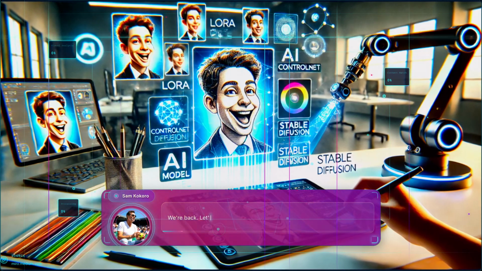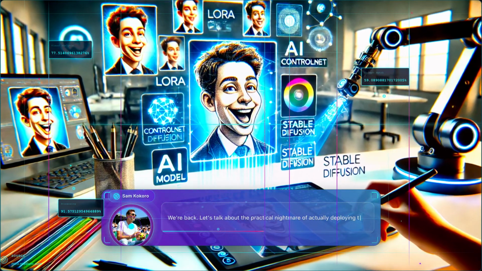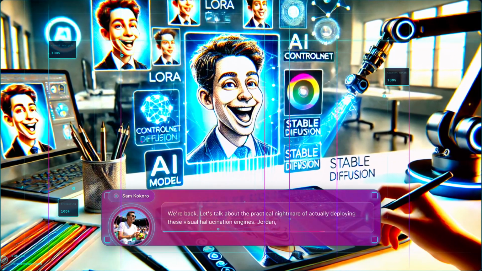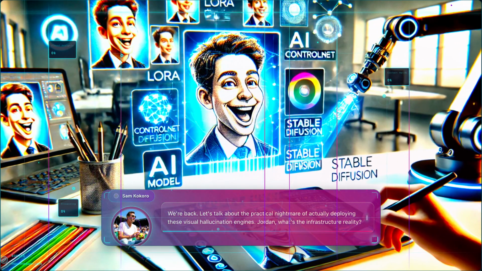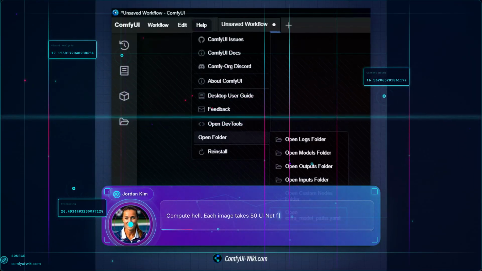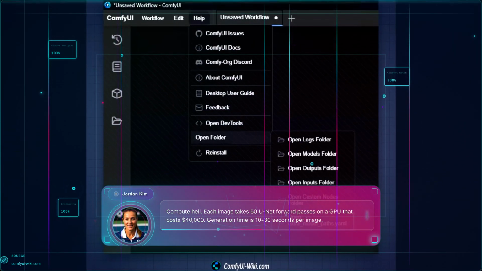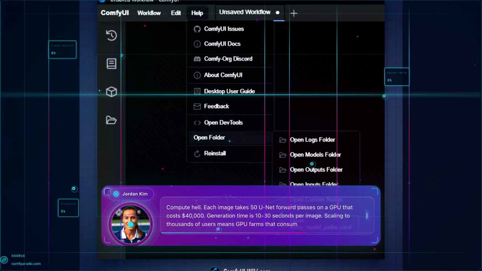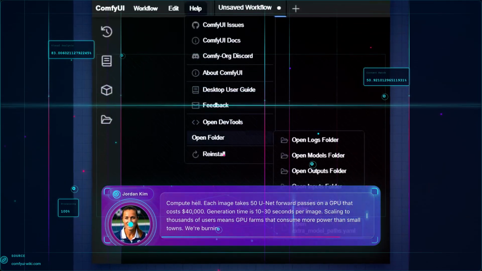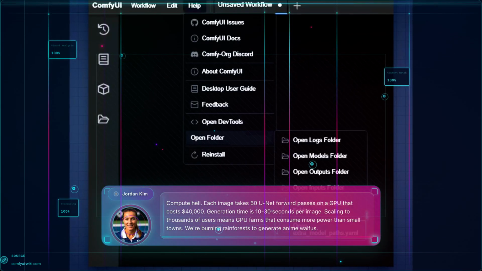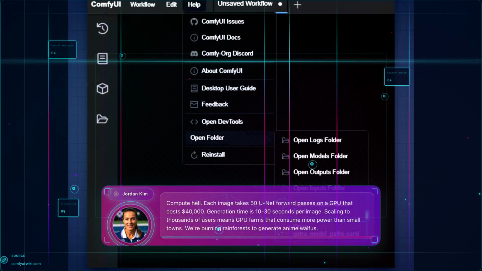We're back, let's talk about the practical nightmare of actually deploying these visual hallucination engines. Jordan, what's the infrastructure reality? Compute hell. Each image takes 50 unit forward passes on a GPU that costs $40,000. Generation time is 10 to 30 seconds per image. Scaling to thousands of users means GPU farms that consume more power than small towns. We're burning rainforests to generate anime waifus.